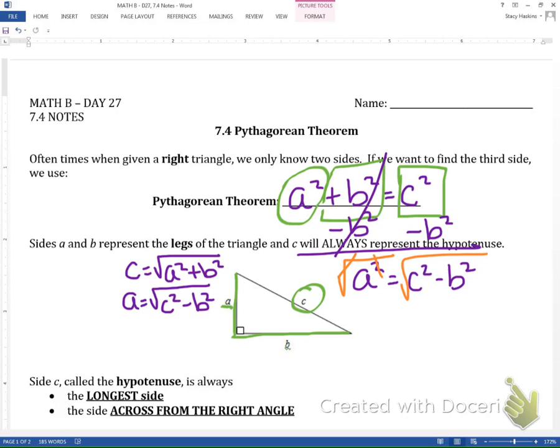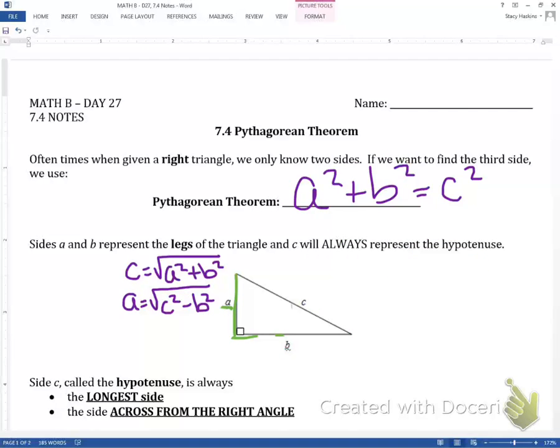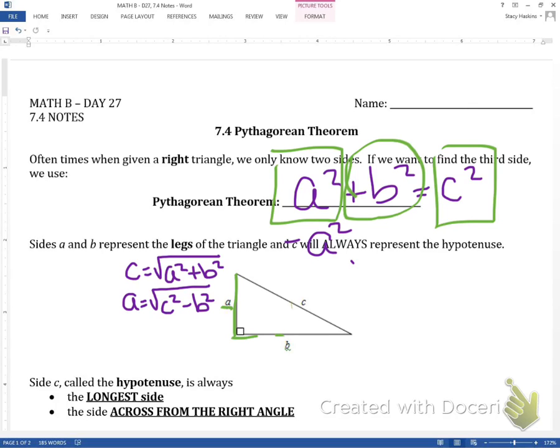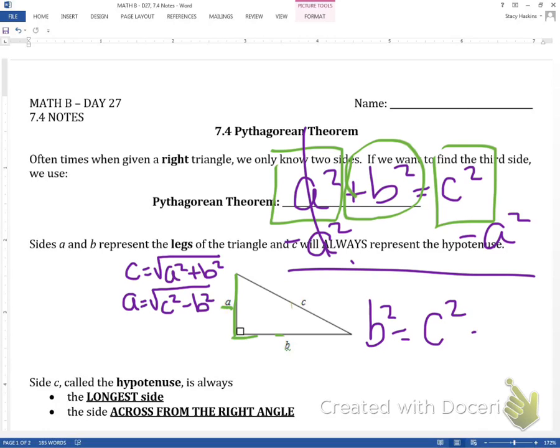Alright, let's try it for side B now. To get B all by itself, here's that variable term we're trying to get all by itself, we have an A squared term and a C squared term. We want to get B all by itself, so the first thing you need to do is remove the A term. So we're going to subtract it from both sides of the equation, just like what we did before when we were solving for A. So that cancels out, and we have B squared is equal to C squared minus A squared.